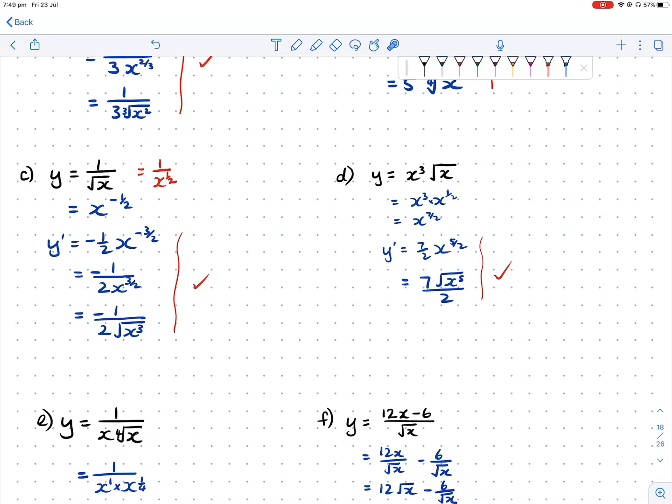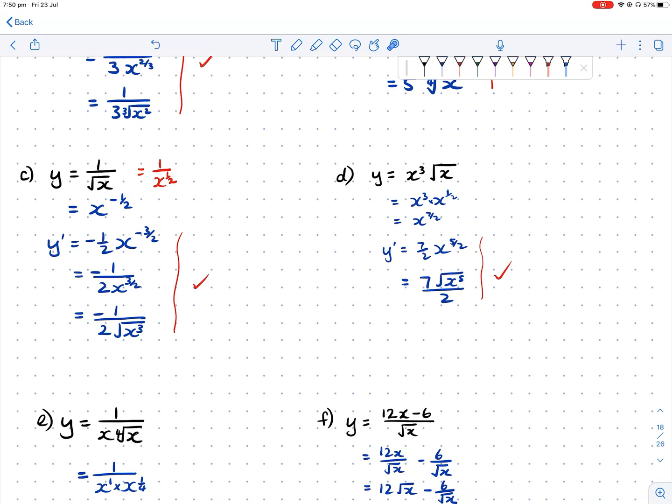Now with this, again, we can change our different formats. If you left it like that, perfectly fine. But if a question said to show that it's equal to something, you will need to show all the steps to get to whatever result they've got. So if I want to get rid of the negative power, then the x goes into the denominator. And then I can also change the 3/2 into a root. The 2 is in the denominator, so that's a square root, x cubed. All of those three are valid solutions for this question.